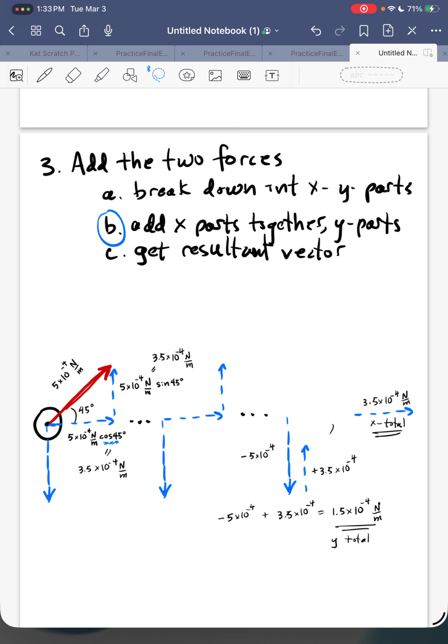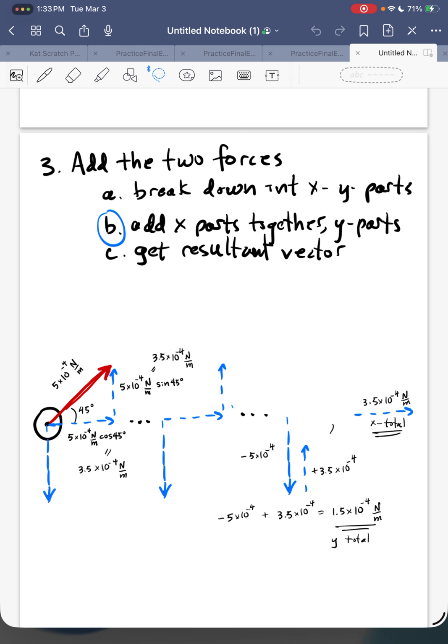So adjacent goes with cosine, opposite side goes with sine. So I take this magnitude, 5 times 10 to the minus 4th, multiply it by sine 45, and I get this. That's the length of this part right here. I take this 5 times 10 to the minus 4th newtons per meter, multiplied by cosine 45, and I get this. And that's the length or magnitude of this part here.